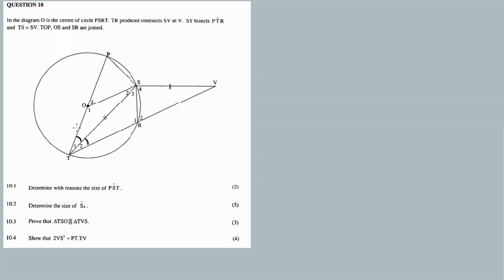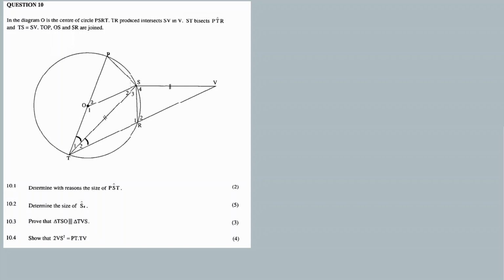So there's a diameter, meaning theorem 3 is there. Oh, there's also a cyclic quad, PSRT, right? This is a cyclic quad. There's a center as well, so many theorems can apply.